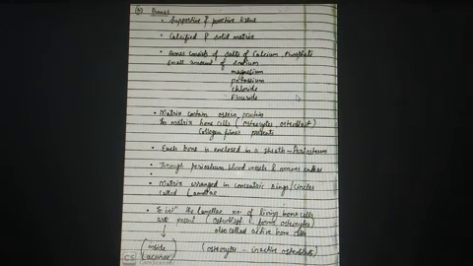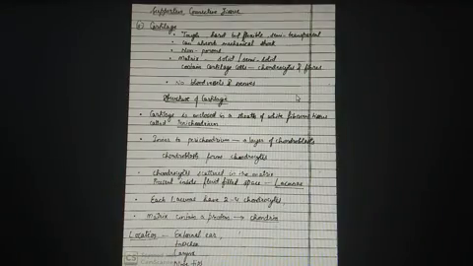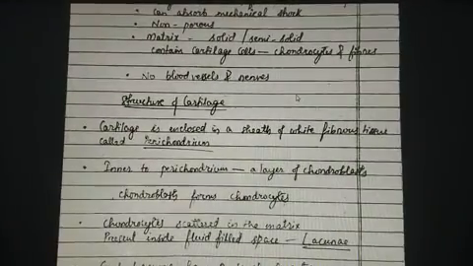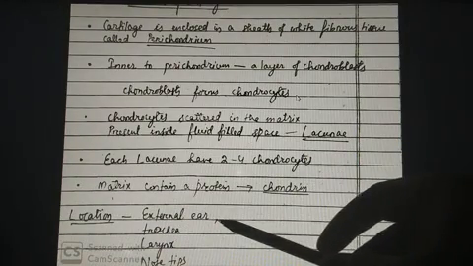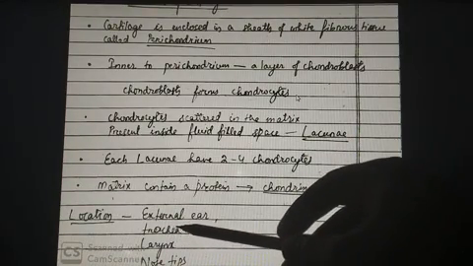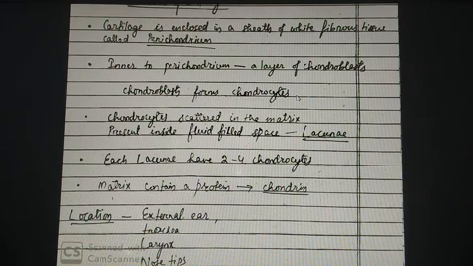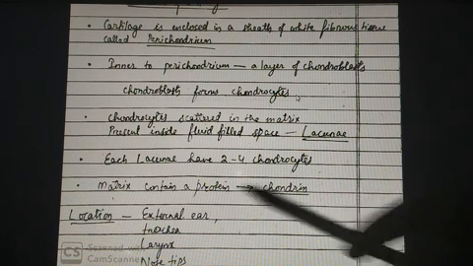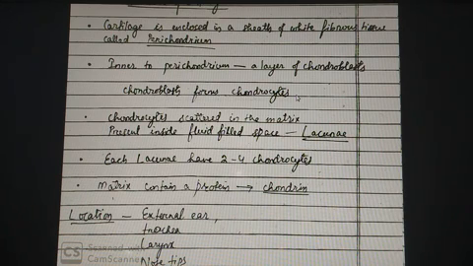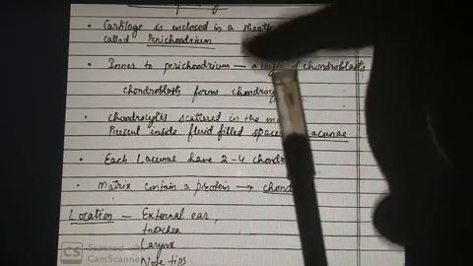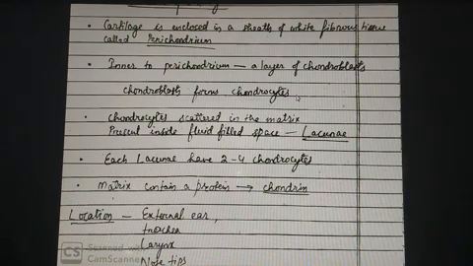So where are the cartilages present? The location of cartilage: they are present in our external ear, our trachea, that is the windpipe, and the larynx, the voice box. At the tip of our nose also, cartilages are present. As well as the place where two bones join. The surface of the long bones, the tip portion, is covered with cartilage to prevent friction.